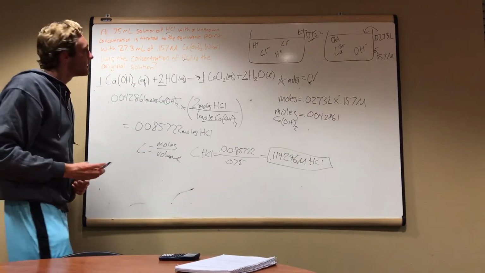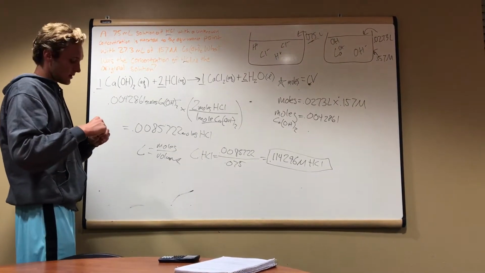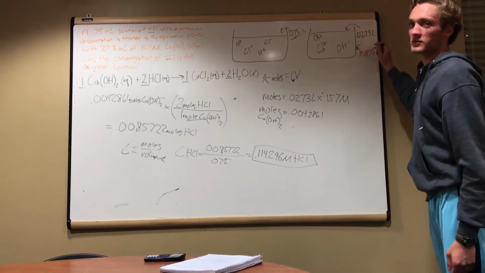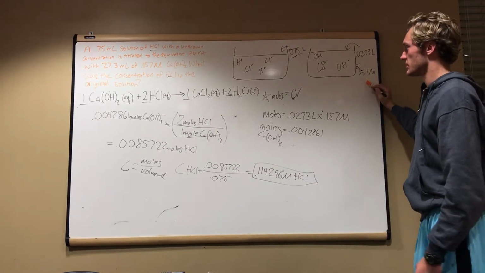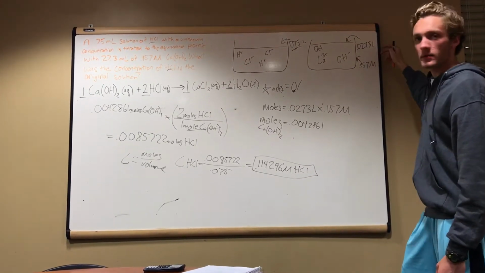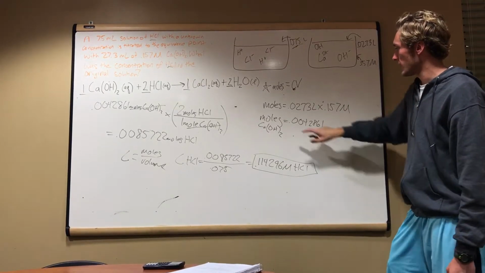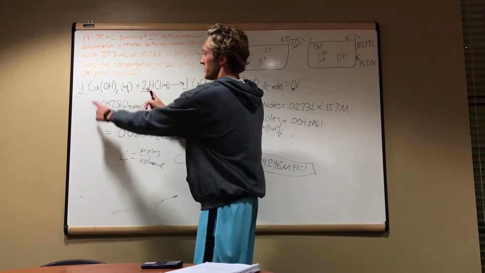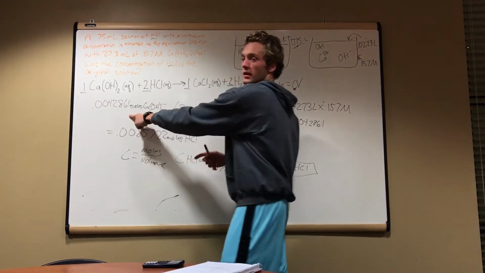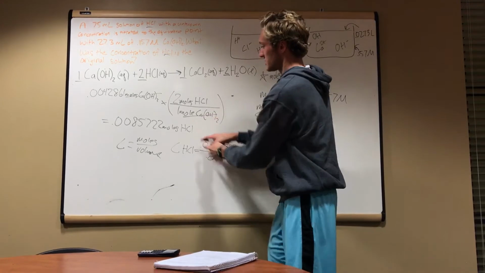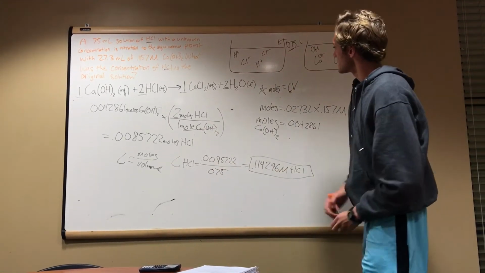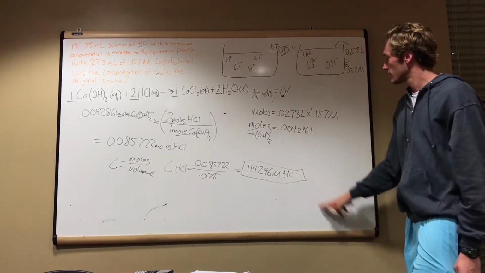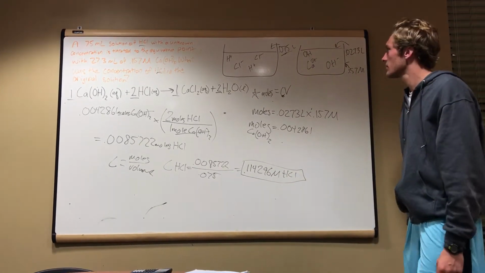So a quick recap of the problem. We were given volume of HCl and volume of Ca(OH)2 and concentration of Ca(OH)2. We used the volume and concentration of Ca(OH)2 to find our moles of Ca(OH)2, which we then used our stoichiometry to convert into moles of HCl. And with moles of HCl, we could use this equation again in order to find concentration of HCl, which is a little messy, but it's okay.